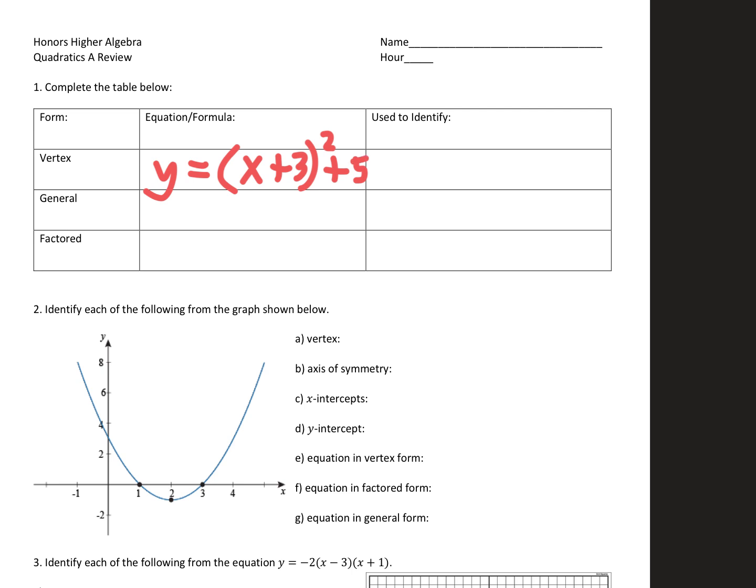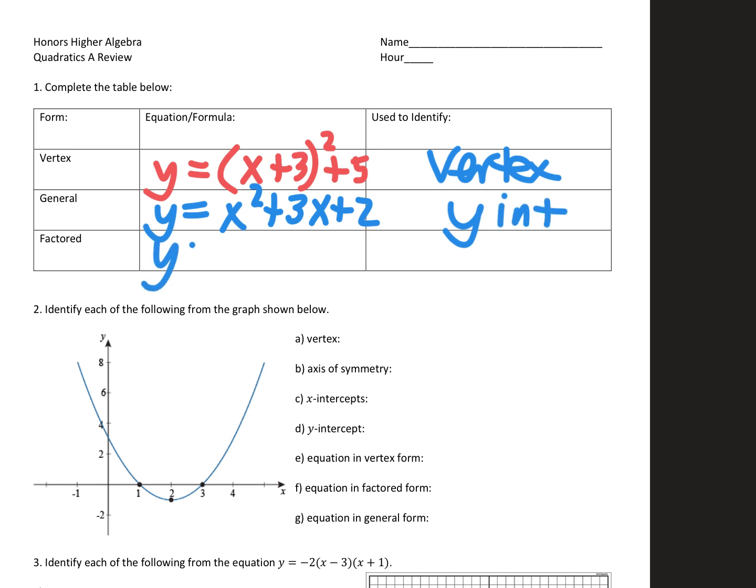And then what's this used for? Like, why do we have this form of an equation? It's not that hard. What's built into the equation? The vertex. So it's used to identify the vertex. Shocking. It's called vertex form. All right, here's one that's in general form. What's that good for? Somebody said it earlier this hour. Y-intercept, good.